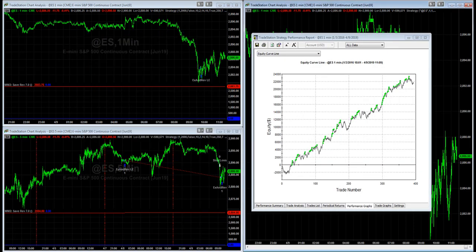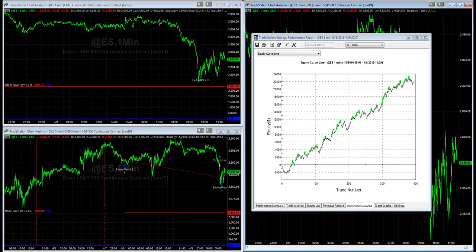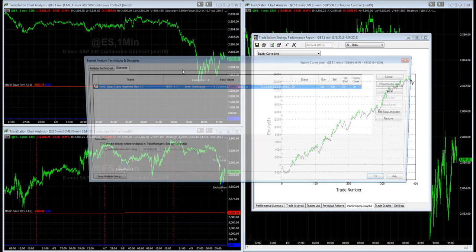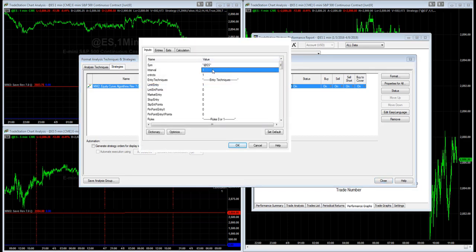And so all I need is to change the interval. So format, strategies, and you see the MM2 indicators at the bottom of both of these. I can use the same indicator on both of those since they're different intervals. And all I have to do is change the interval from 1 to 5. And so same symbol, same rules. Let's go through the rules here.